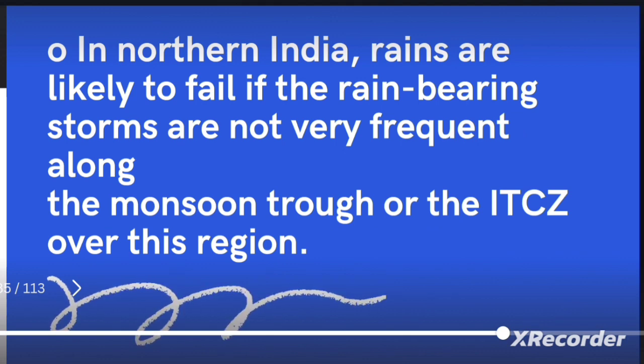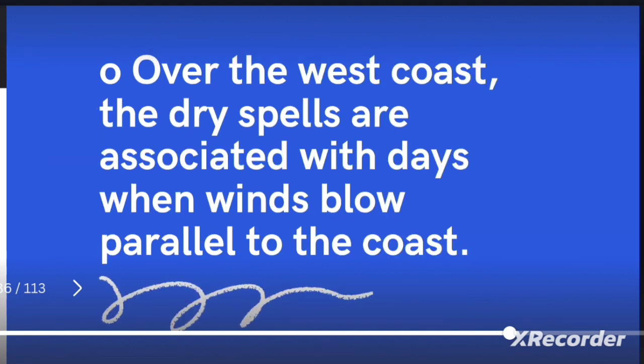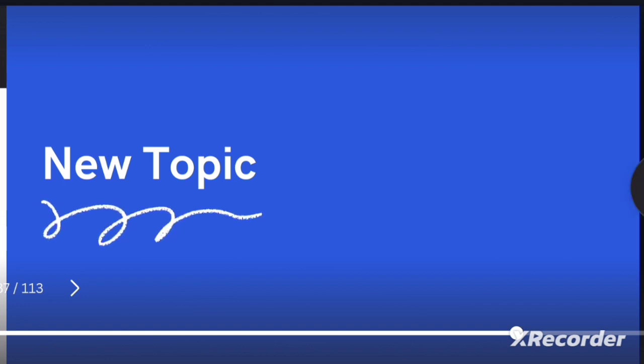In northern India, rains are likely to fail if the rain-bearing storms are not very frequent along the monsoon's trough or the ITCZ over this region. Over the west coast, the dry spells are associated with the days when winds blow parallel to the coast.